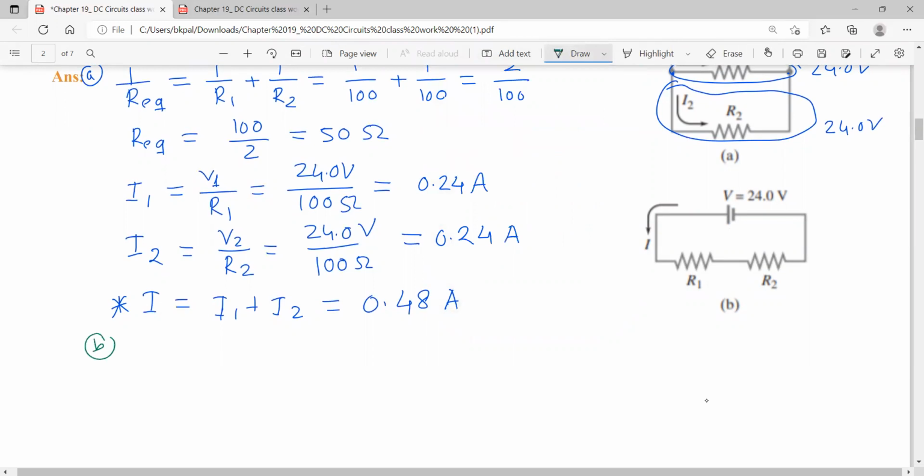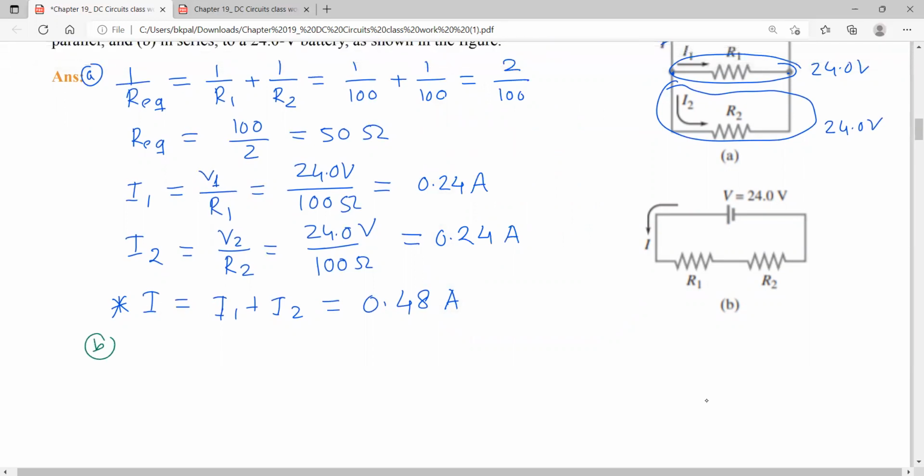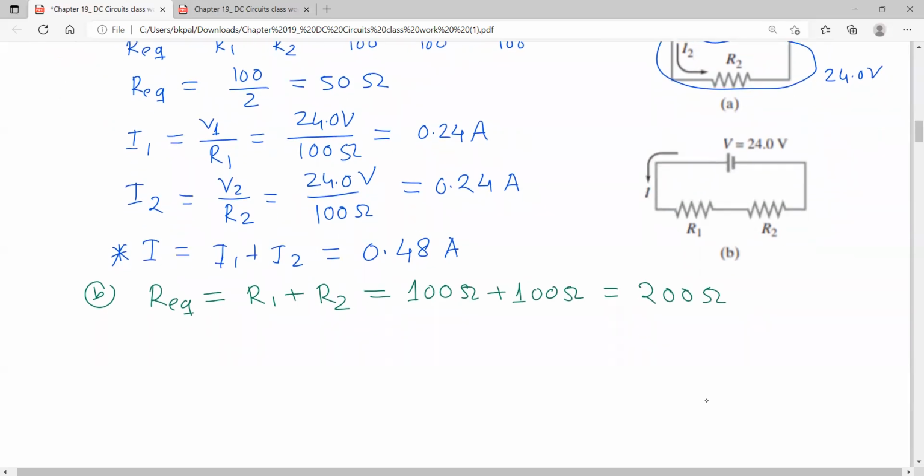Then we have to do the same thing for the series circuit. You know that for a series circuit, calculating R equivalent is very simple. You just add them together. So 100 ohms plus 100 ohms will be 200 ohms. This is the equivalent resistance. You see that there is only one way the current can go, so the same current goes through R1 and R2.